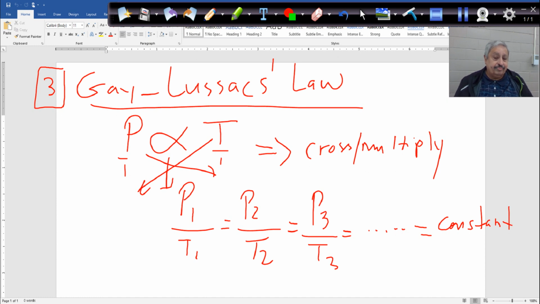Okay, guys? Of course, when I mention that, I keep all the other conditions the same. The volume does not change. The number of moles does not change. We'll look into that later on. So we'll stop here for the final.